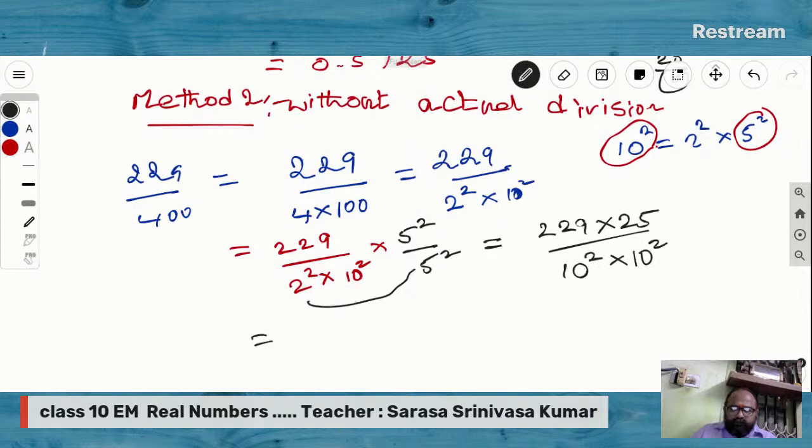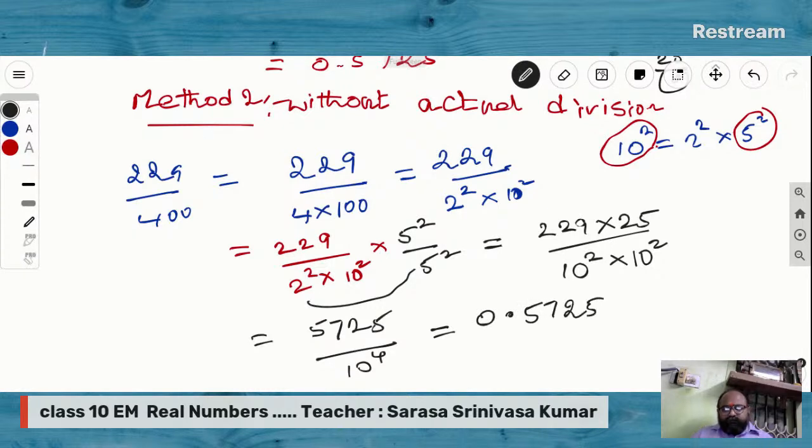So this is equal to, you have to find 229 multiplied by 25. This is equal to 5725 divided by 10 power 4. Therefore, we can write it as 0.5725. So this is by actual division method.